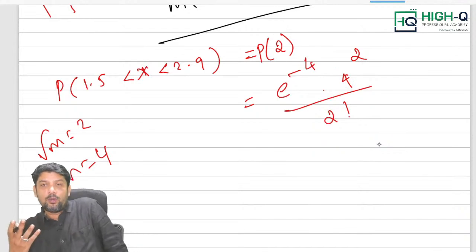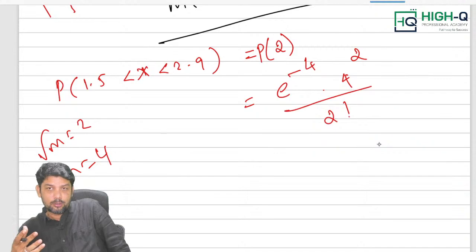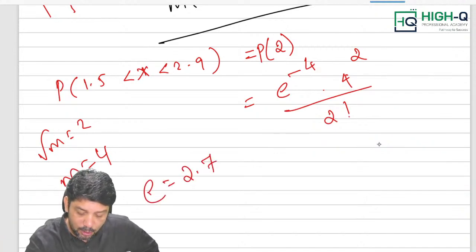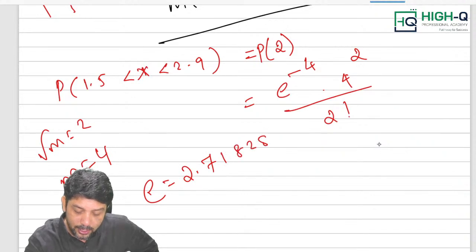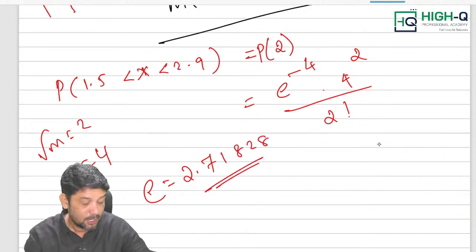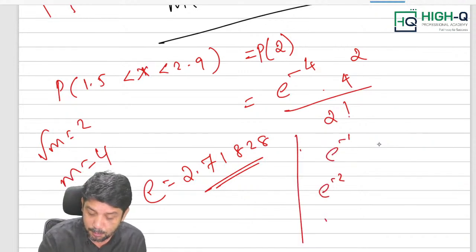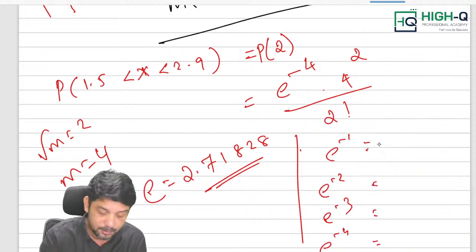Sir, how do we know the e power minus 4 value? Of course, in the question itself it will be given to you. If at all you want to remember the e value, it is 2.71828. Please remember this. Now listen here, some values I will give. Maximum, e power minus 1, e power minus 2, e power minus 3, e power minus 4; these are the 4 values generally they ask.